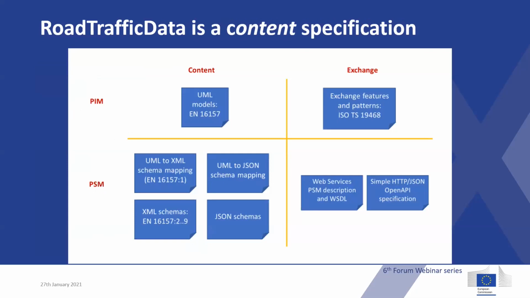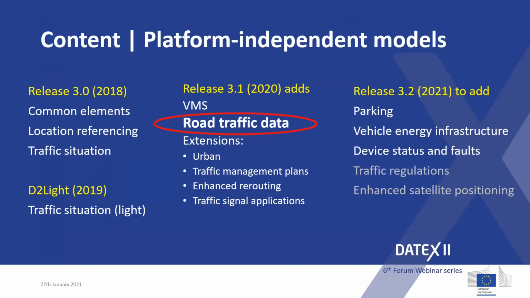For those of you who saw my discussion at the last webinar, where we split the specifications into quadrants, we're talking about the content side. Road traffic data is a platform independent UML model, and it has technology specific realizations in the form of XML schemas and JSON schemas. And just to orient ourselves in the versions, road traffic data was added in release 3.1 made last year.